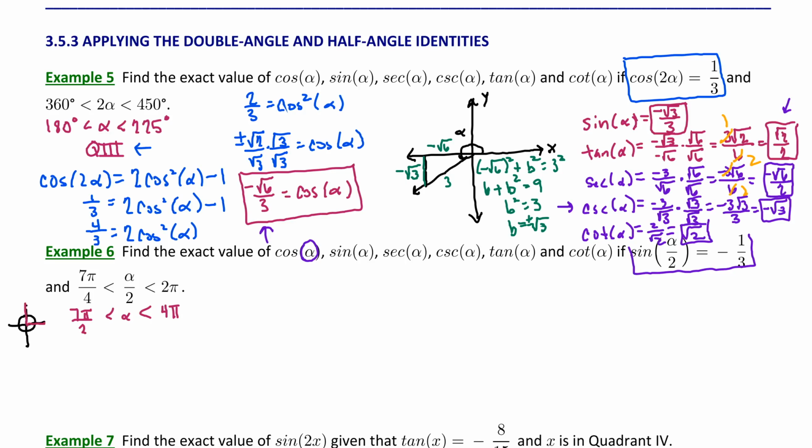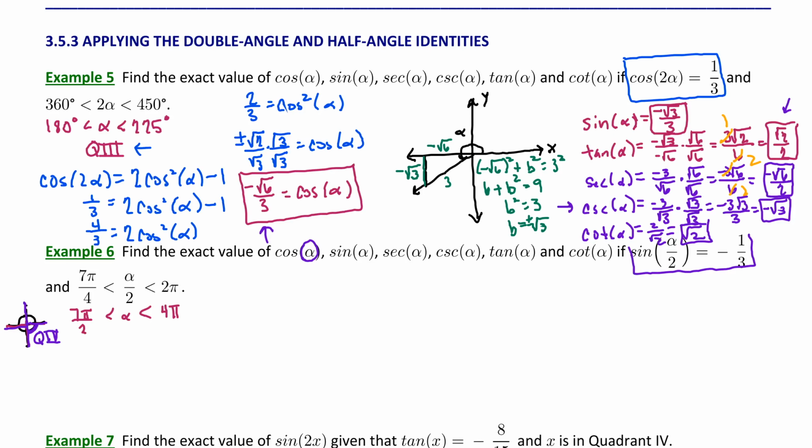1 pi over 2 is here, 2 pi over 2, 3 pi over 2. 4 pi over 2 is here, or 2 pi. 5 pi over 2, 6 pi over 2, 7 pi over 2. So 7 pi over 2 to 4 pi gives us a location in quadrant 4. So alpha is going to be a quadrant 4 angle.